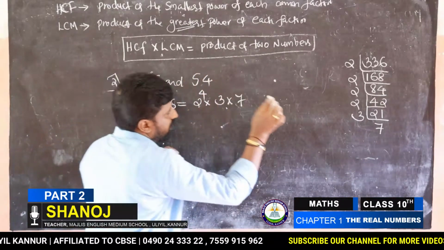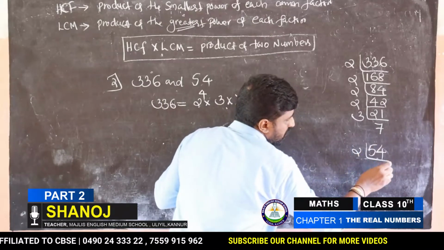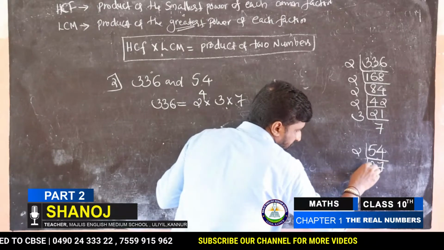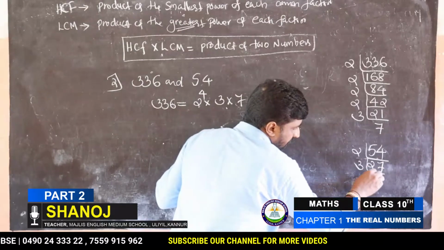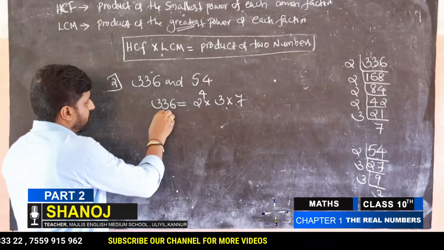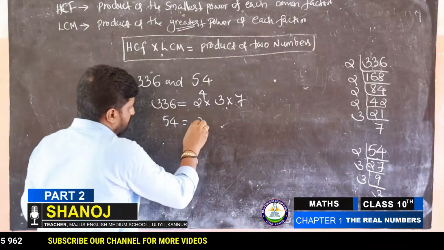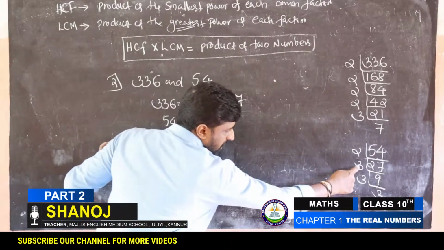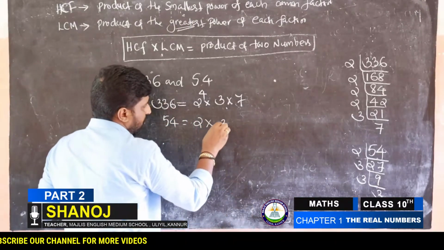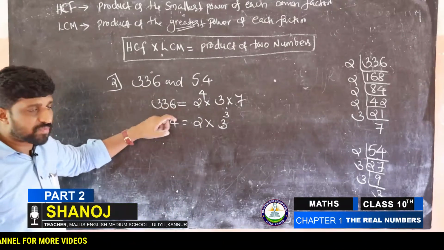Then next we find 54. 54 divided by 2 is 27, then 3 gives 9, then 3, 3. Here 54 can be expressed like this: only one 2 is there, 2 into 3 three times. Therefore 3 cube. The factorization of 336 and 54 is over.